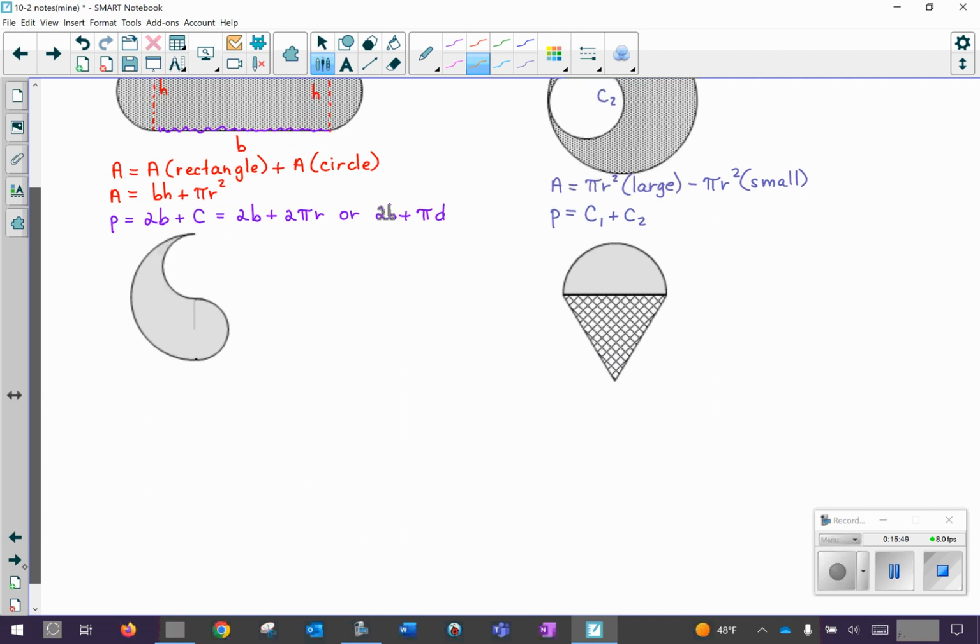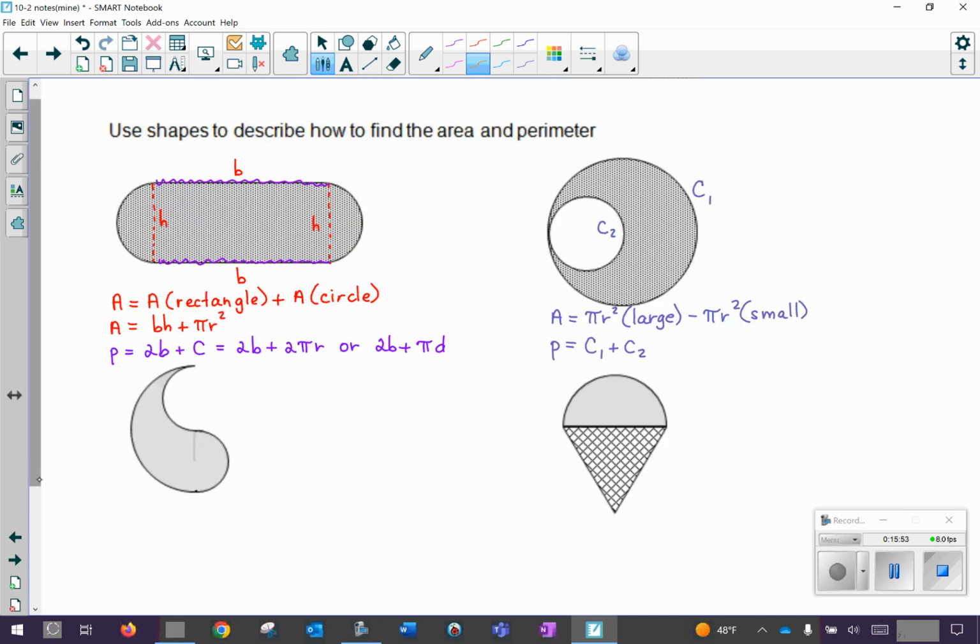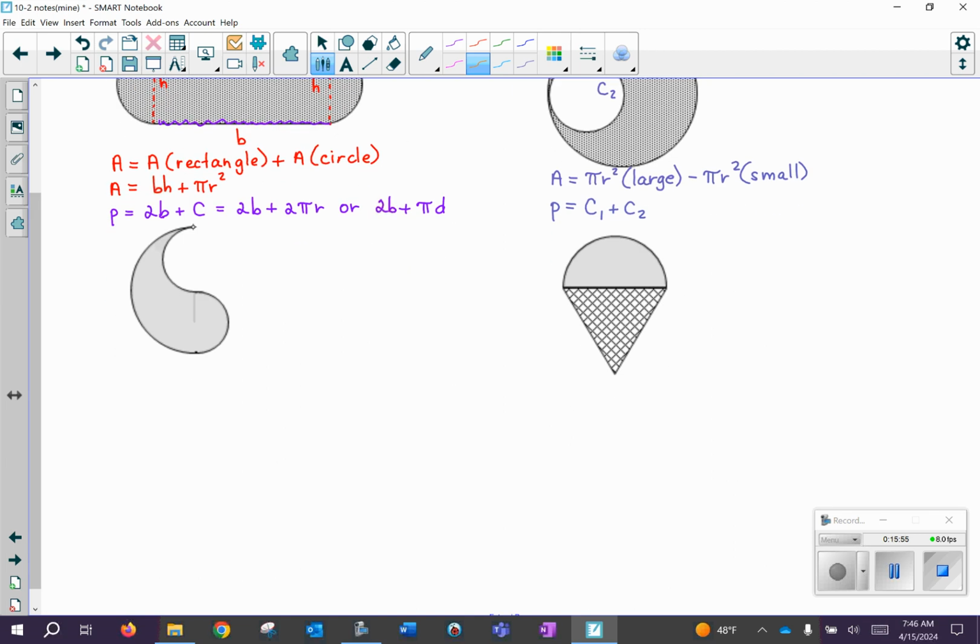All right, for this next one, I'm sure you've seen this symbol before, and I'm just going to draw this in for you to be able to see how I'm looking at this.